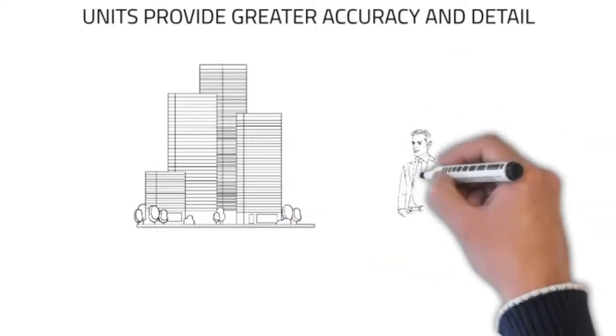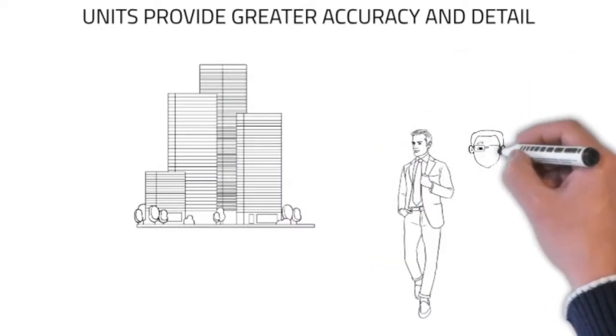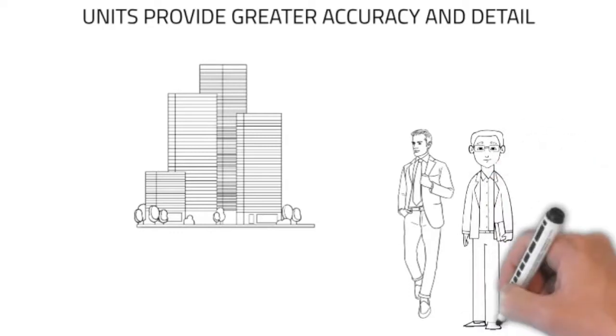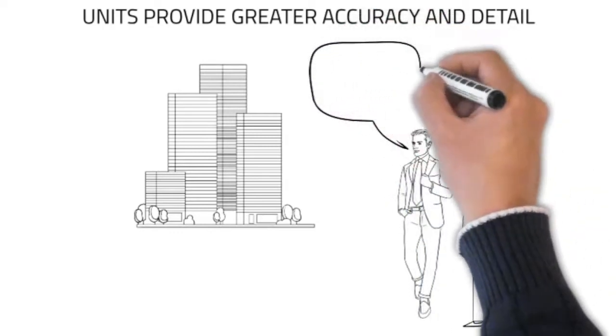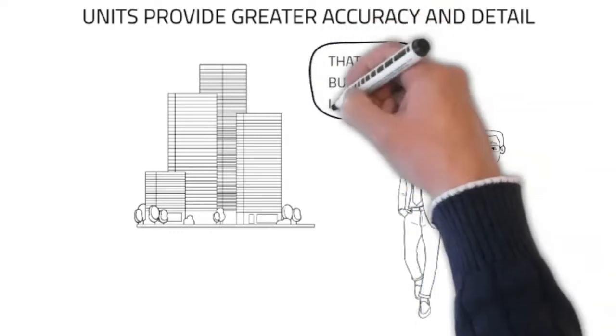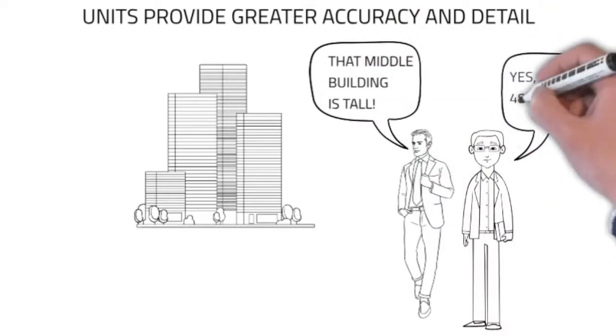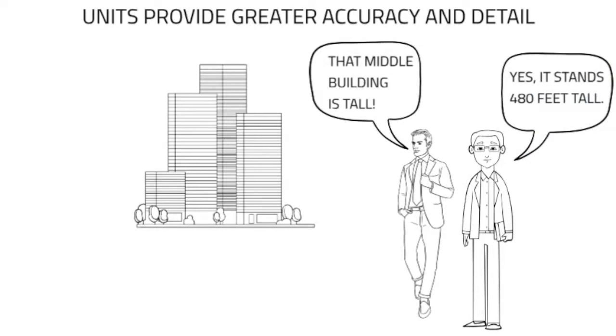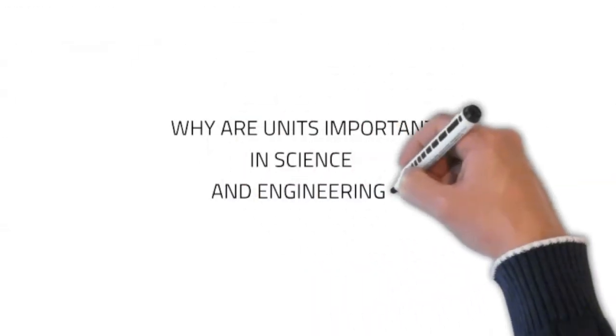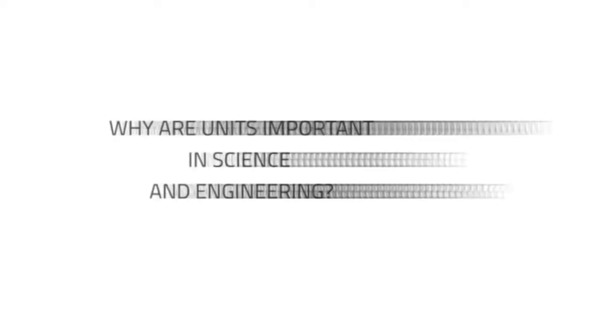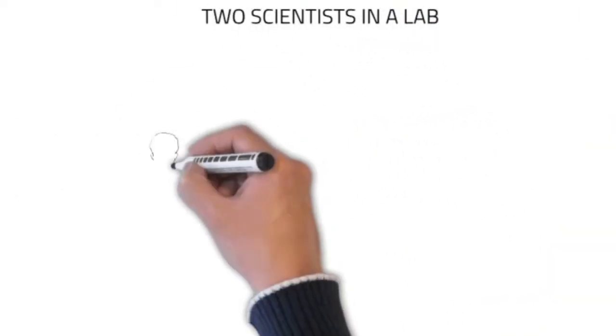So let's again take the case of the businessman remarking, "That middle building is tall." The engineer replies, "Yes, it stands 480 feet tall." That's a more quantitative response, and in many applications, it's a much more useful response. Which leads us into the question, why are units important in science and engineering?